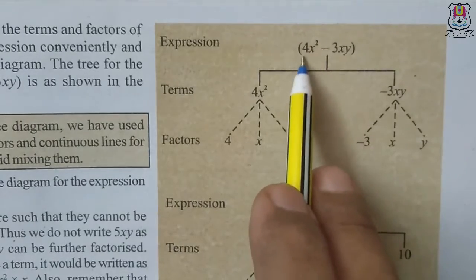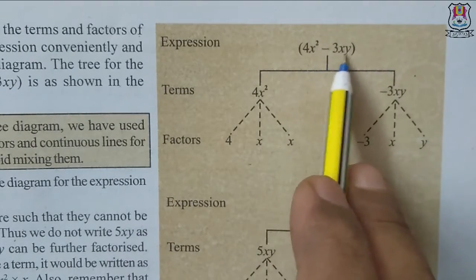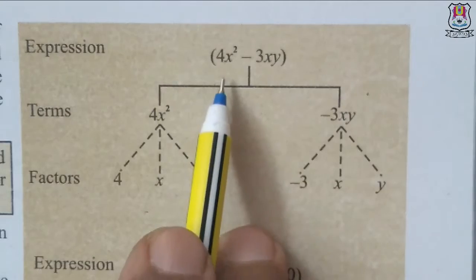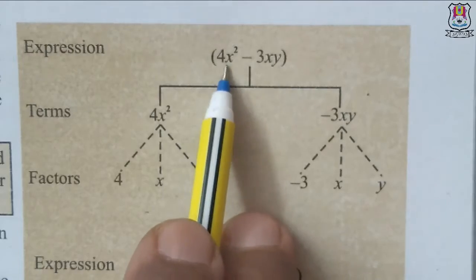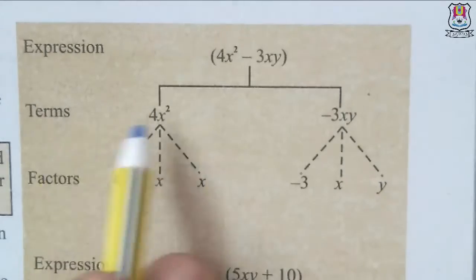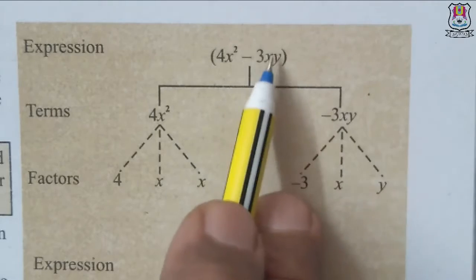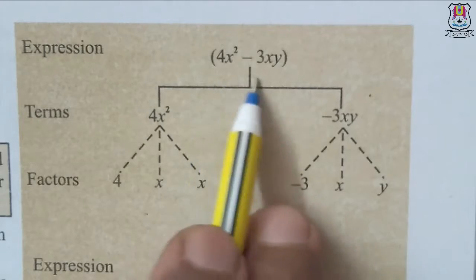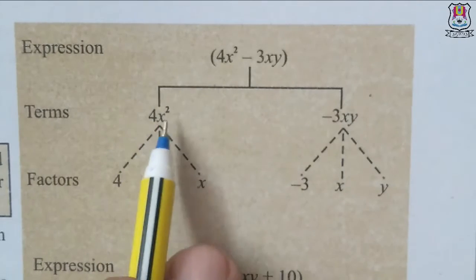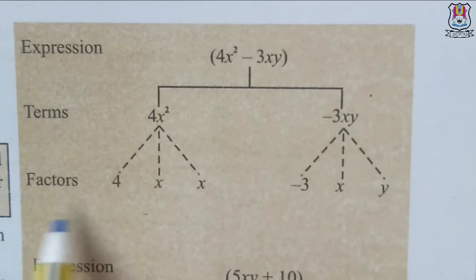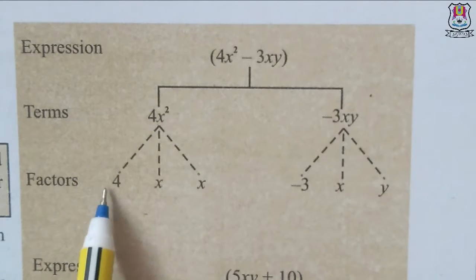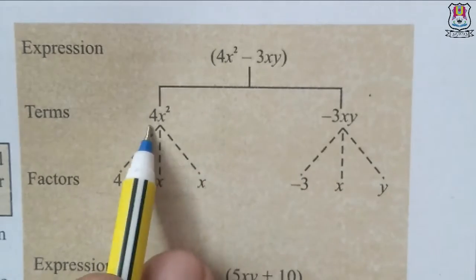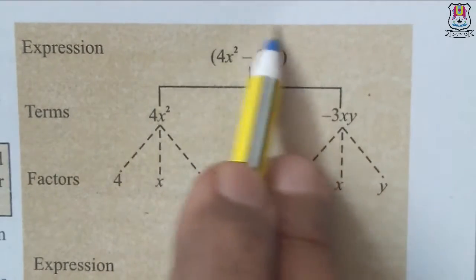So here an expression is given to us. This is 4x square minus 3xy. So there are two terms in this. This is the first term, that is 4x square, and the second is minus 3xy. This is a tree structure to show the factors of terms. So 4x square is 4 multiplied by x square. Now if we find the factors in this term, 4 multiplied by x square, these are the factors of this term, and this is the whole expression given to us.